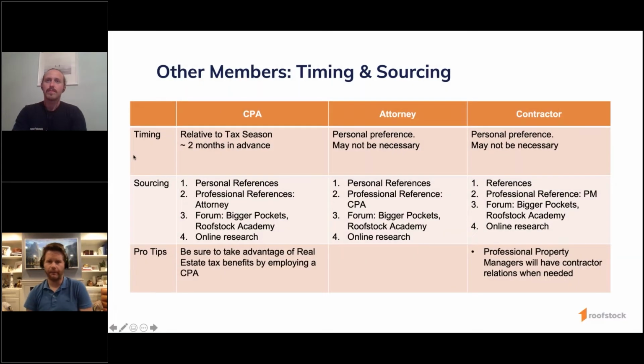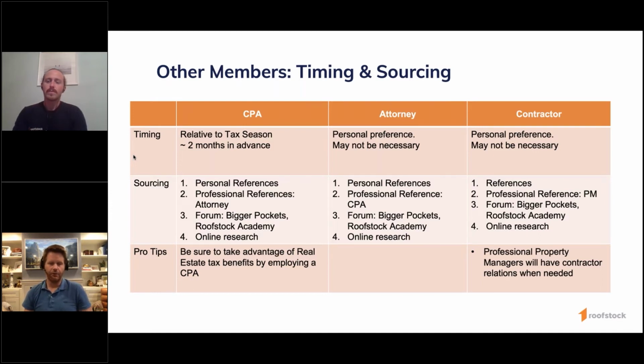Continuing on, these are some of the less prevalent parts of your team, at least in the acquisitions process, but still notable. One of them would be the CPA. This is your certified public accountant, or the person doing your taxes. As soon as you start investing in real estate, I think it's worth paying that extra cost to get professional tax services from someone who has real estate experience.